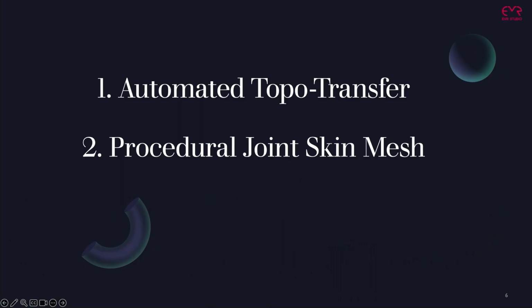Today, I will be covering two key topics. First, I'll talk about the automated procedural Topo-Transfer, which converts scanned raw data sequences into clean topology sequences. Then I'll delve into the procedural joint skin generation, which converts blend shapes or an Alembic sequence created by the Topo-Transfer into joint skin-based mesh and animation.